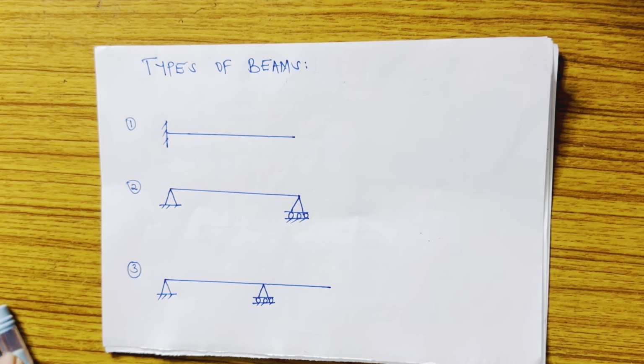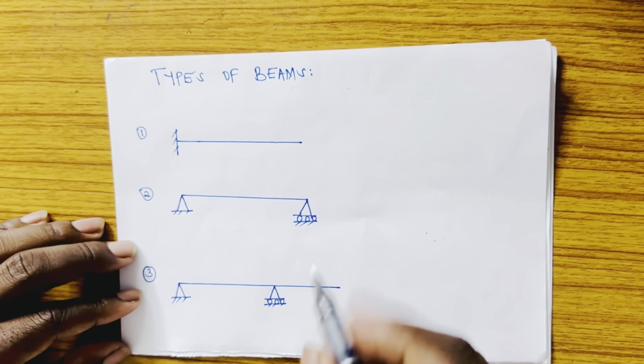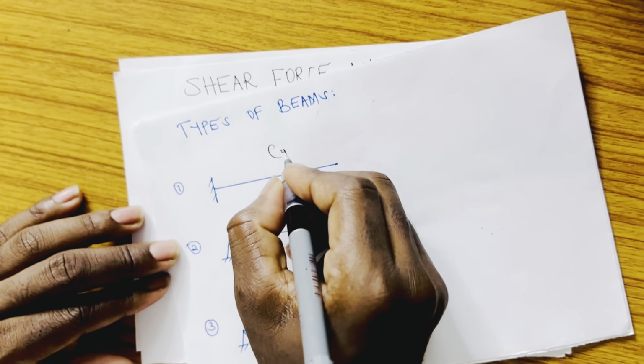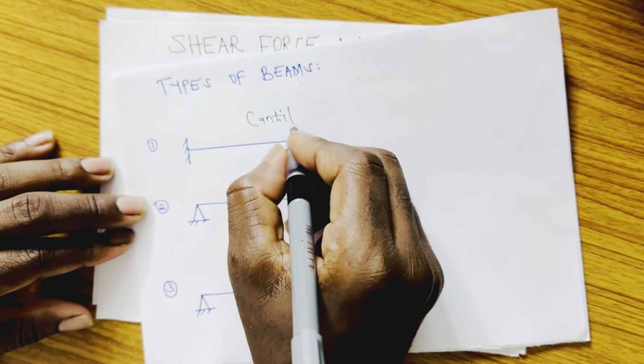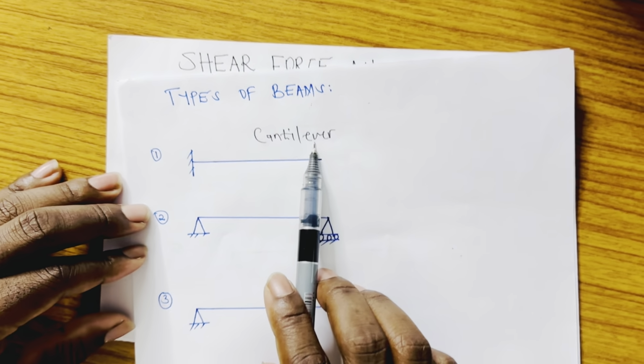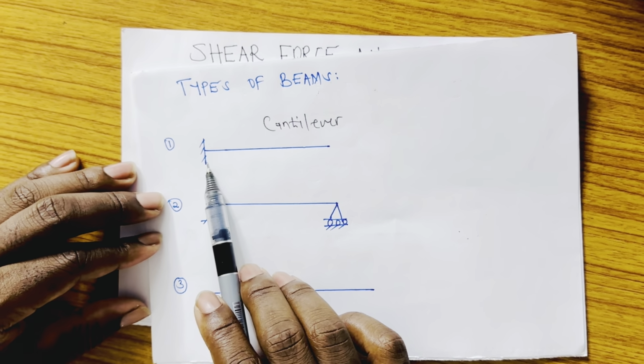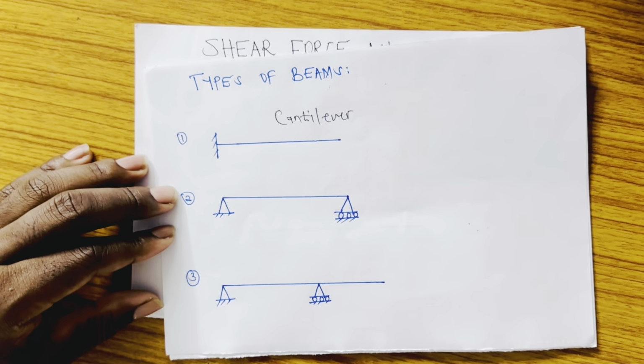First of all, we're starting with the first one. Just looking at this, you clearly know that this is what we call a cantilever beam. Okay, so if this is a cantilever beam, what makes it a cantilever beam? A cantilever beam is a beam which is fixed at one end and free at the other end.